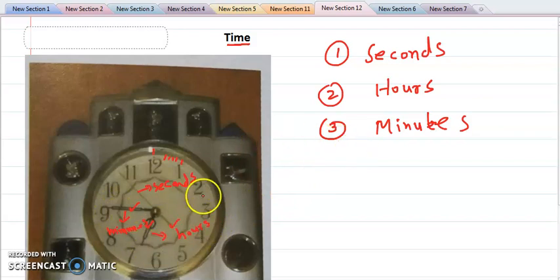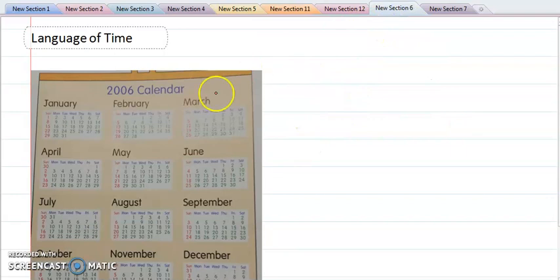So these are some basic features of the clock that you must know before understanding how to read the time and how to calculate the time. Then next comes the language of the time.